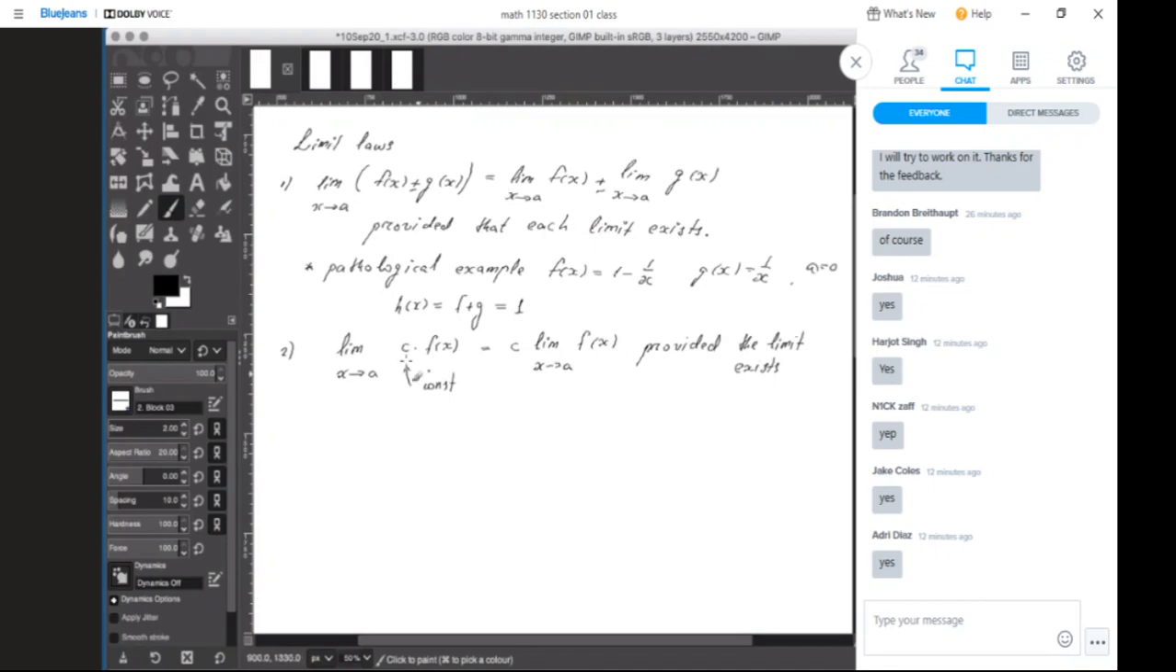So that's not very complicated. Basically, c is just a number, and the number can be pulled out of the limit. Okay?